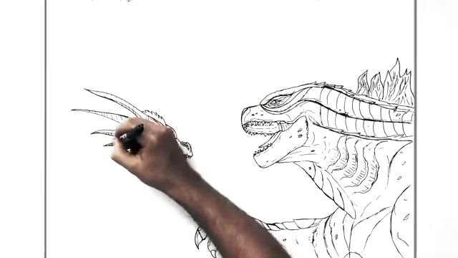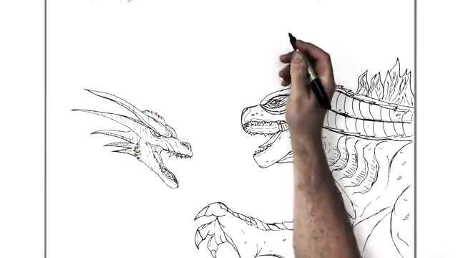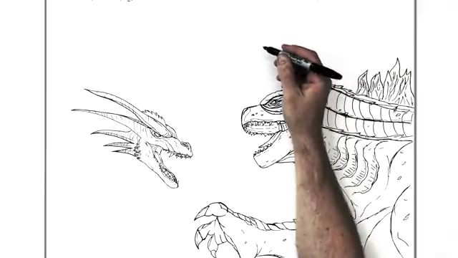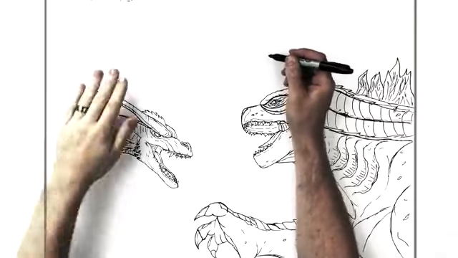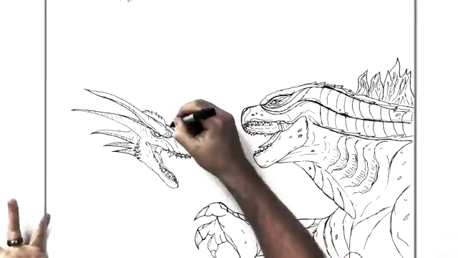Kind of looks like Sauron from, not Sauron, what's the dragon's name in Lord of the Rings? Smaug, yeah. Kind of looks like Smaug. This is also how to draw Smaug. Two tutorials in one.